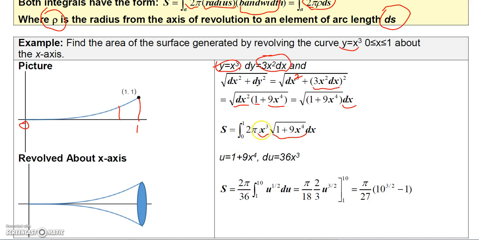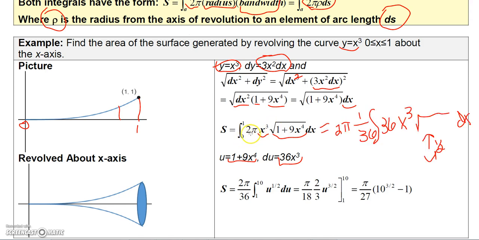So here, I'm going to use a u substitution to do this integral. If I let u equal 1 plus 9x to the 4th, then du would be 36x cubed. Okay, so I didn't show you that work. I'll go ahead and stop the video and try to put that in there for you so you can see the substitution. Okay, so let me show you what I did here.